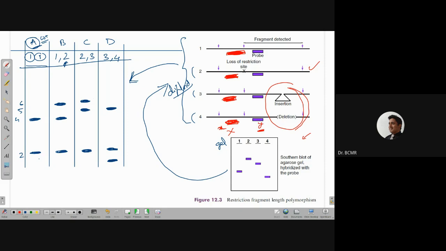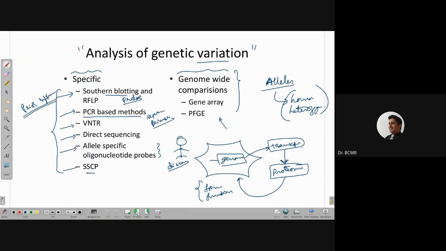Any questions? So I have a doubt. How do we know if there is a genetic variation at all in the first place, to make sure that we design appropriate probes? There might be a lot of variations.